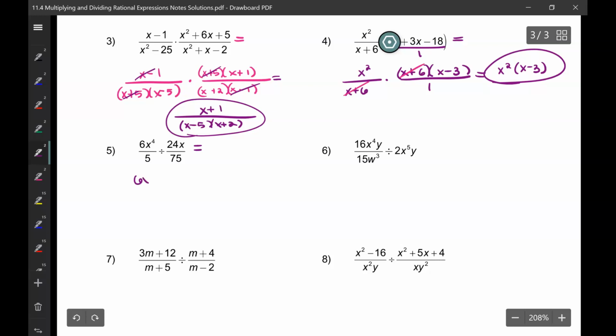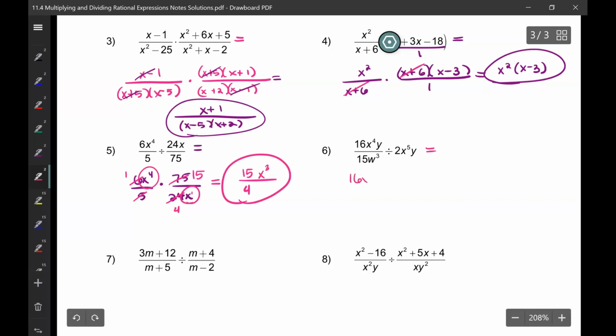Next one, I have 6x to the 4th over 5. Now notice this is division, so I'm going to change it to multiplication, times 75 over 24x. I'm going to look to just start canceling. So 5 goes into 75 15 times. 6 goes into 24 4 times. So I have 15 over 4, and now take a look. I have x to the 4th and x to the 1st, so that becomes x to the 3rd, right? 4 minus 1 is 3. There we go.